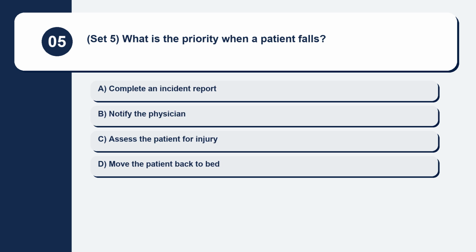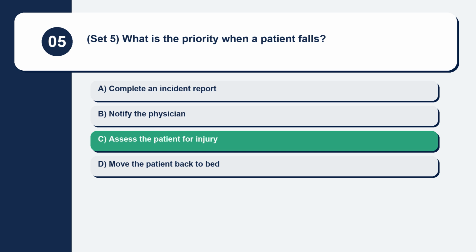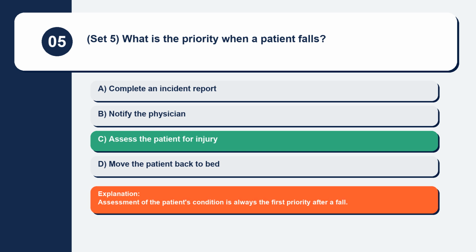Question 5. Set 5. What is the priority when a patient falls? Complete an incident report, notify the physician, assess the patient for injury, move the patient back to bed. Assessment of the patient's condition is always the first priority after a fall.